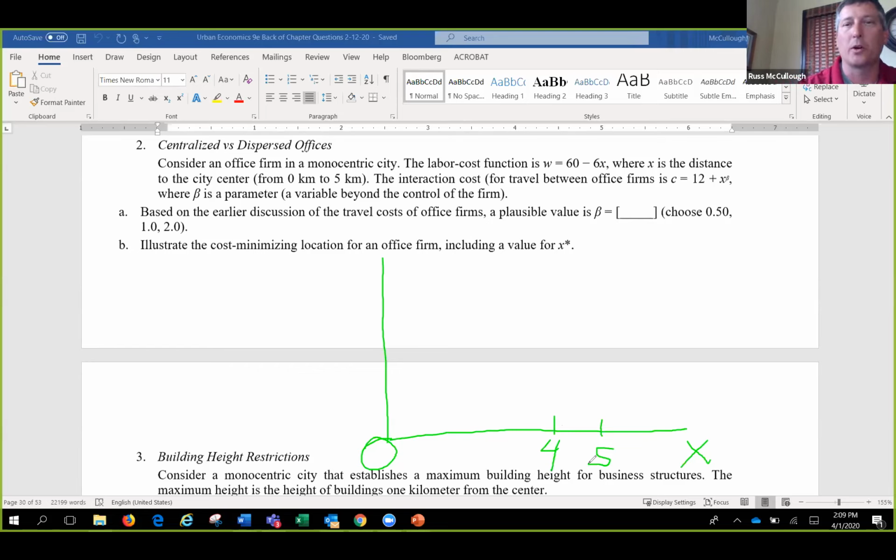So you guys can kind of work. I'm going to work on it too so you can peek, but it'd be good for you to start thinking about this on your own now.